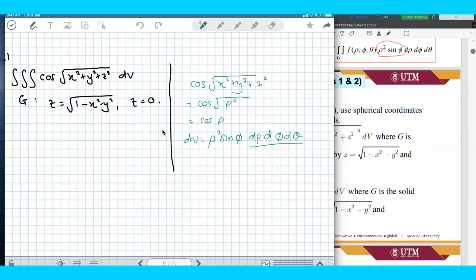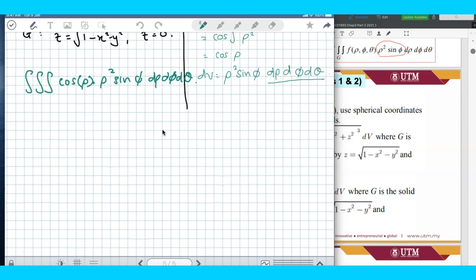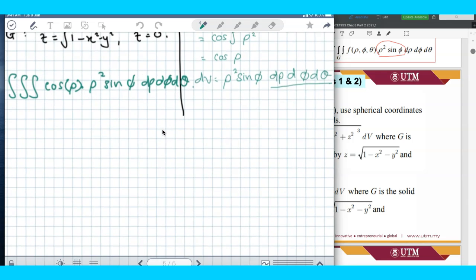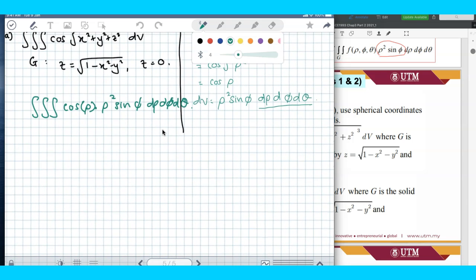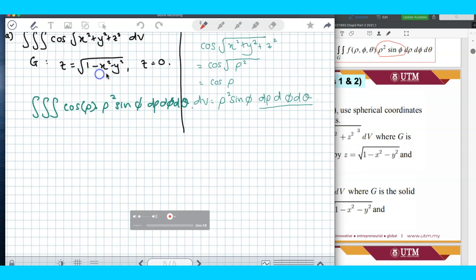So then the triple integral becomes cos of rho, times rho squared sine phi d rho d phi d theta. Okay, so for you to determine the limit, you have to have the solid and the region. The information provided gives you that the solid is bounded by these two surfaces.